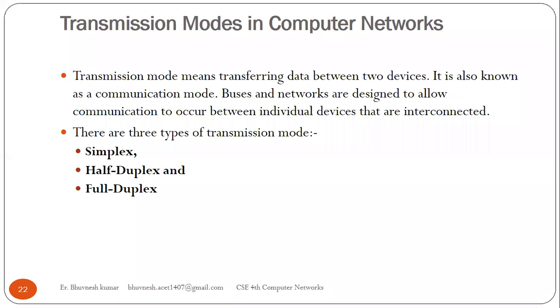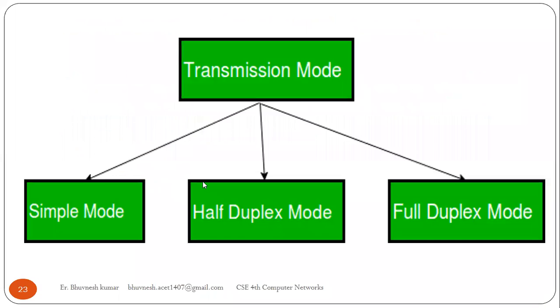Buses and networks are designed to allow communication to occur between individual devices that are interconnected. Transmission mode is to transmit your data from one sender to another receiver. That is called transmission mode. And there are three types of transmission mode. First is simplex, second is half duplex, third is full duplex. Now we will study what simplex, half duplex and full duplex are.